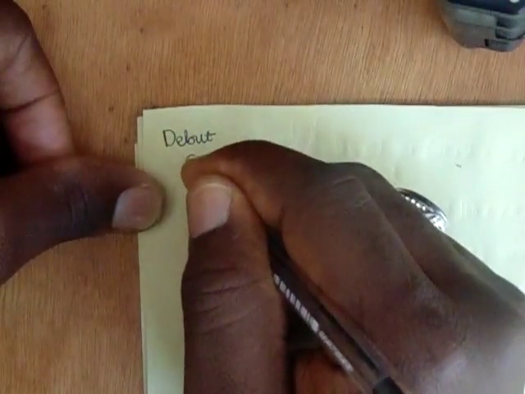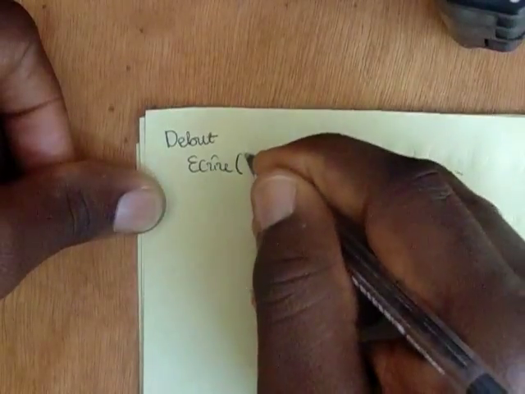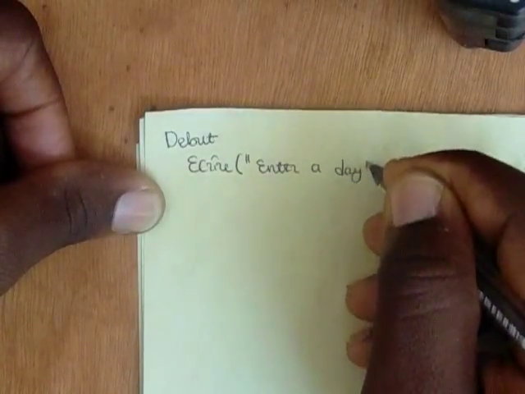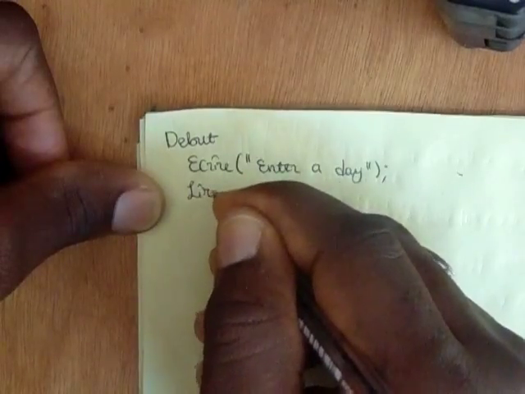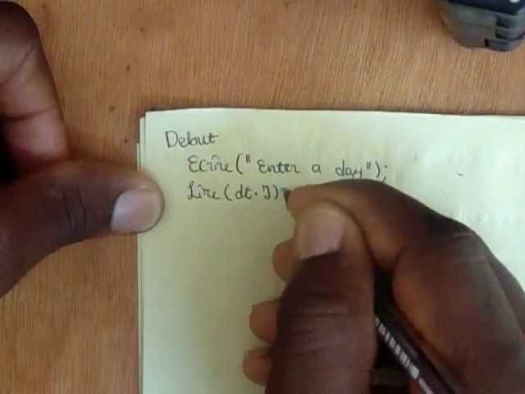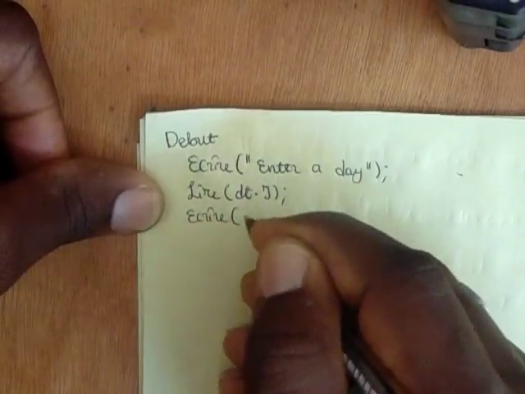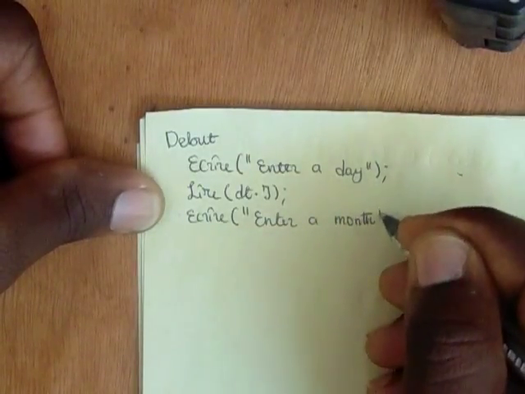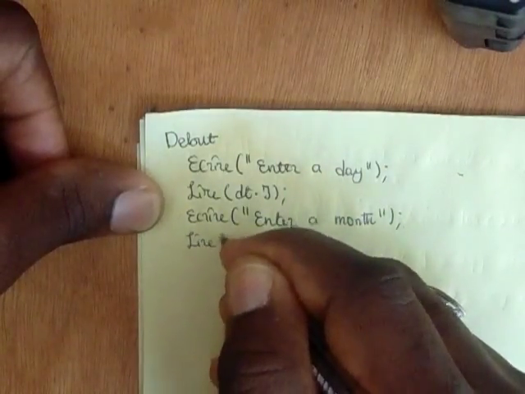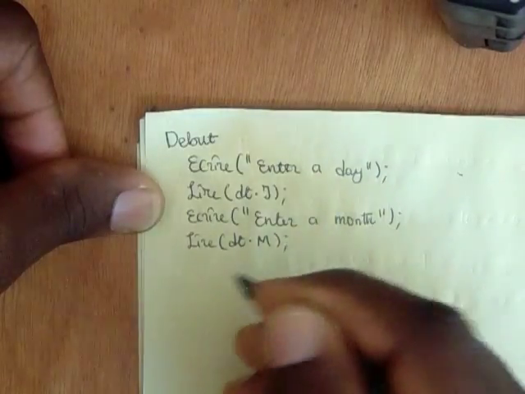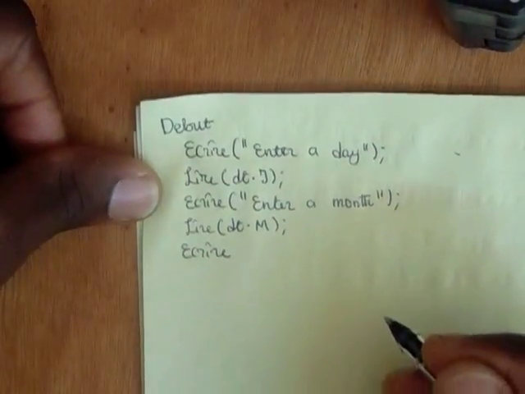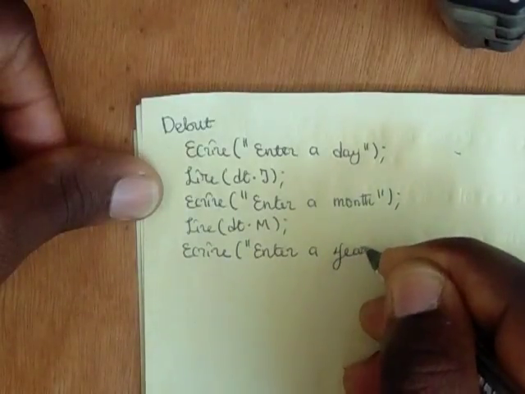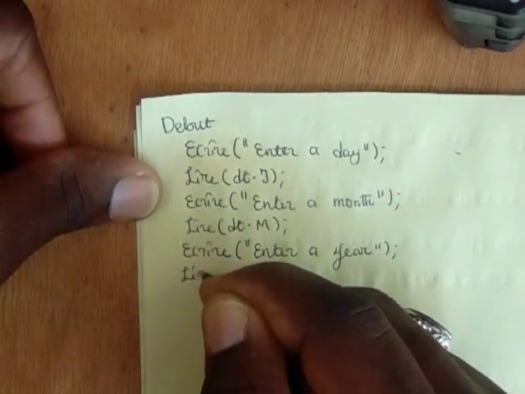We say a query. We'll ask the user to give a day. Enter a day. We'll scan the day, dt.j. Enter a month. We'll scan the month, dt.m. Enter a year. Scan the year.